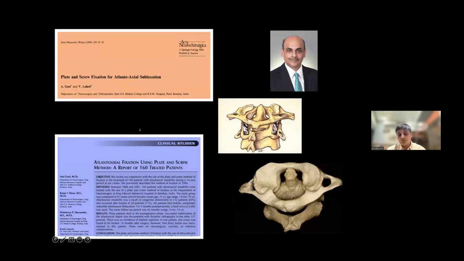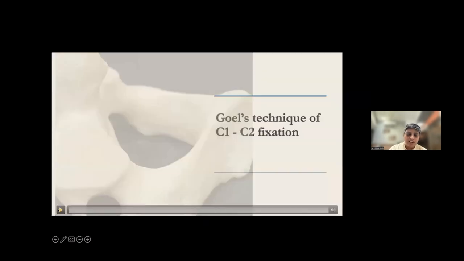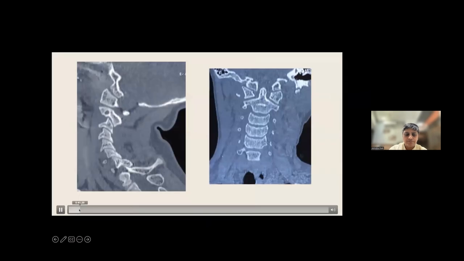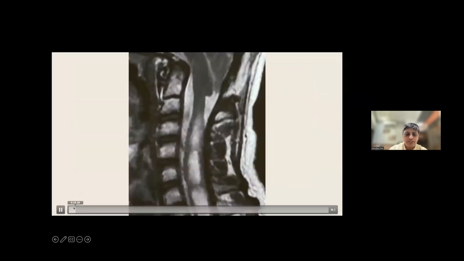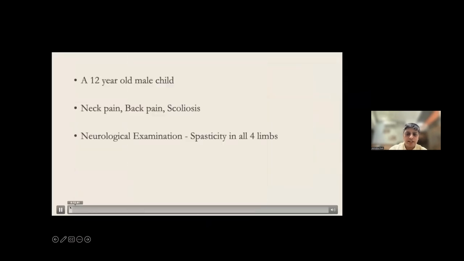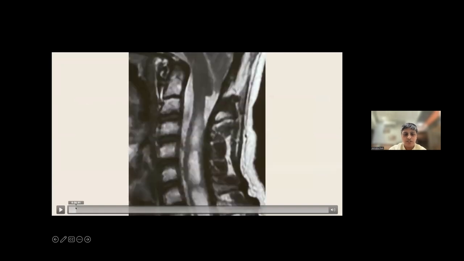Now, the next, of course, most important part in this craniovertebral junction is the fixation for the C1, C2 region, which is important for atlantoaxial dislocations and for basilar invagination, as you all know that Professor Goel has revolutionized the treatment of this craniovertebral junction. And I will just show you a few steps quickly. So this is a patient who presented to us with a Chiari, a syringomyelia, a 12-year-old male child, and he also had atlantoaxial dislocation.